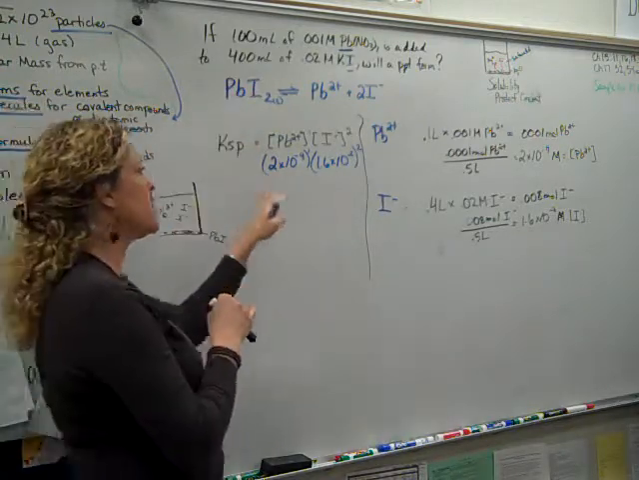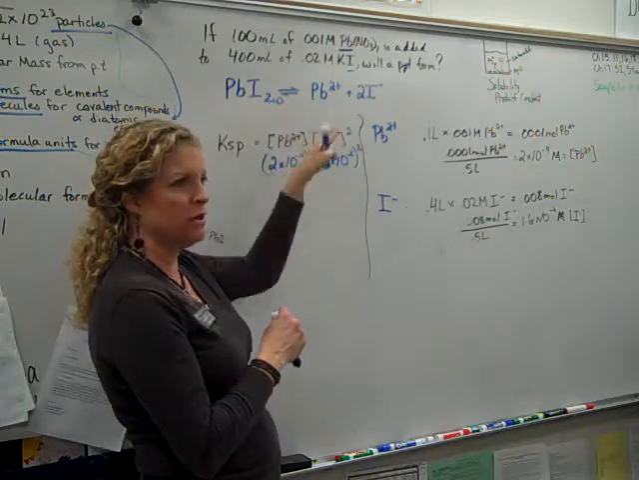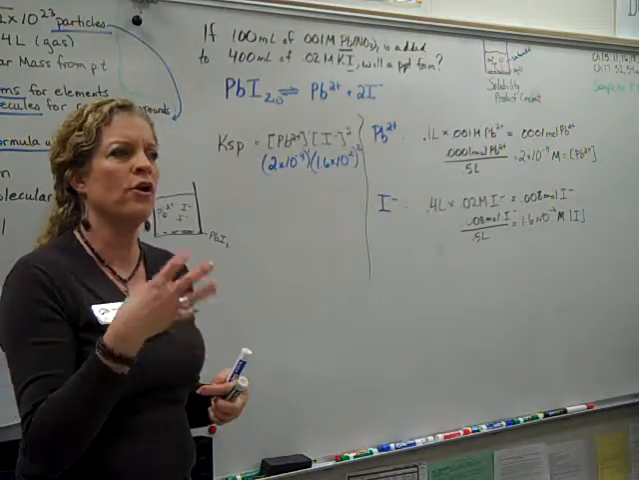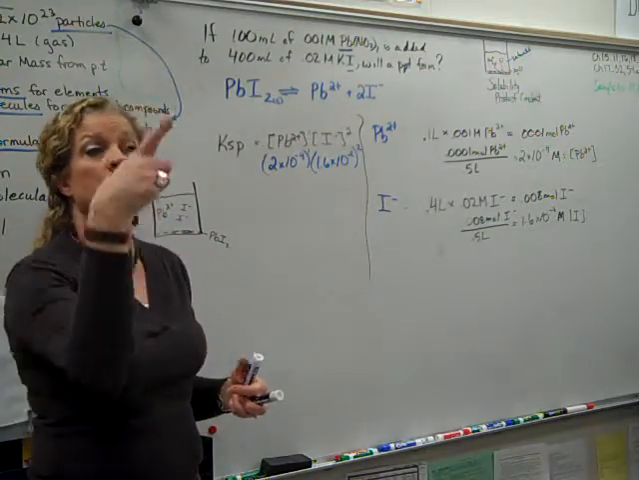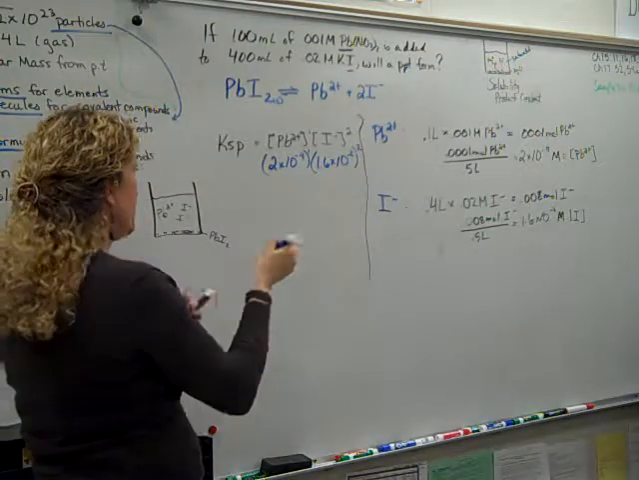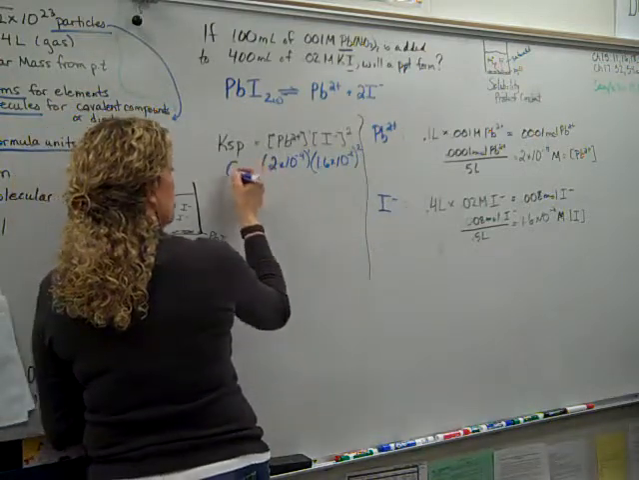So when you plug numbers into a K expression, but it's not at equilibrium, what are you figuring out? What do we call that? Someone say it louder. Q. We're figuring out a Q. So this is really a Q.